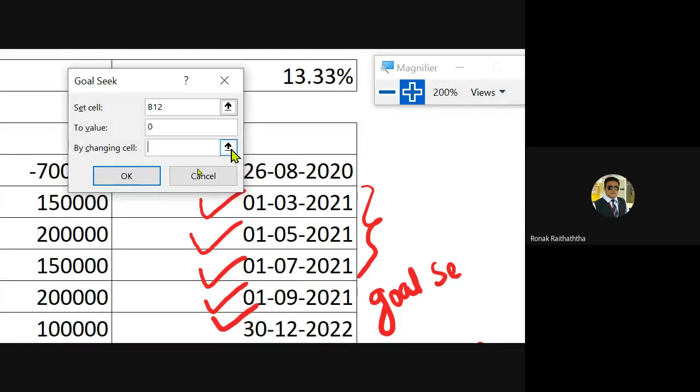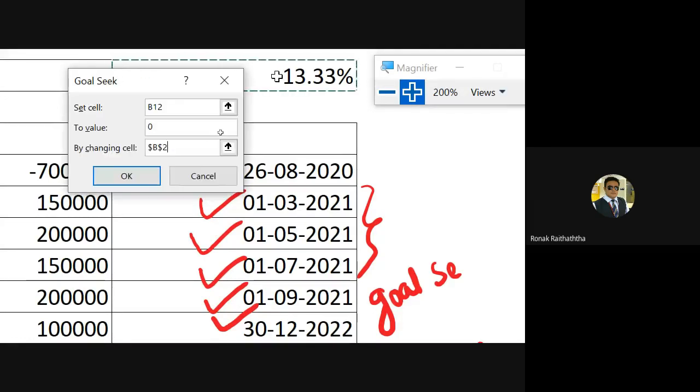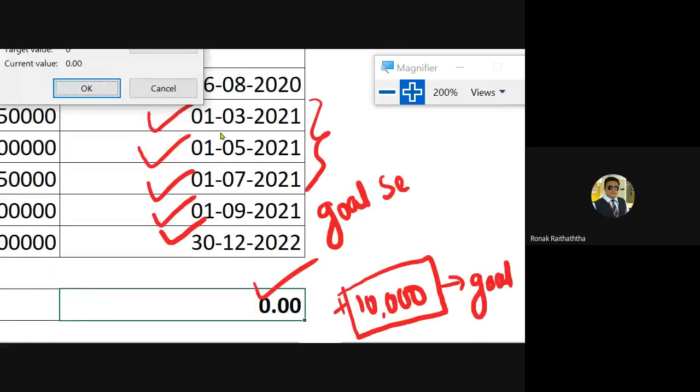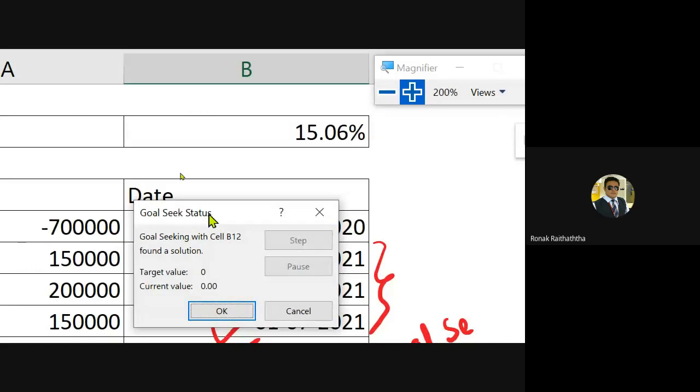Then in changing cell, on that button I will go and I'll press over here on 13.33. Press enter. Press OK. So you get 15.06%. That is the IRR, nothing else, at which PVCI is equal to PVCO. In other words, I can say at which the NPV is equal to 0. Has everyone got this goal seek function? Absolutely clear about this?